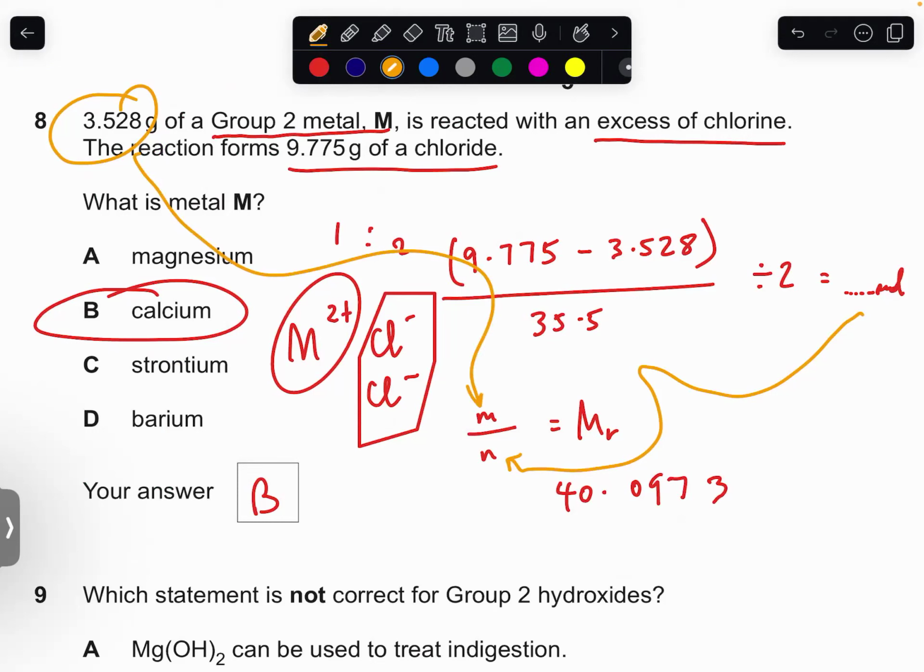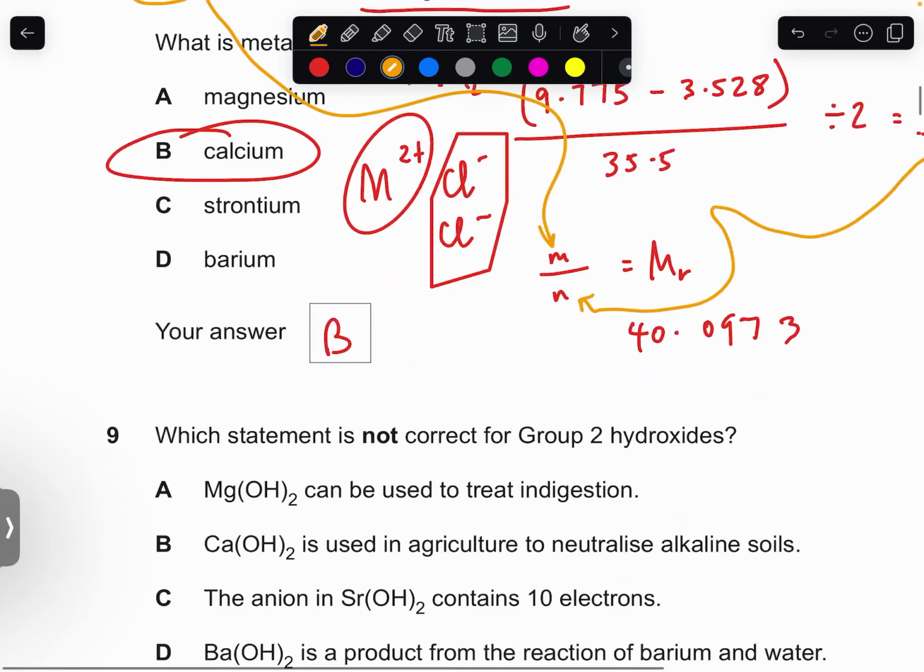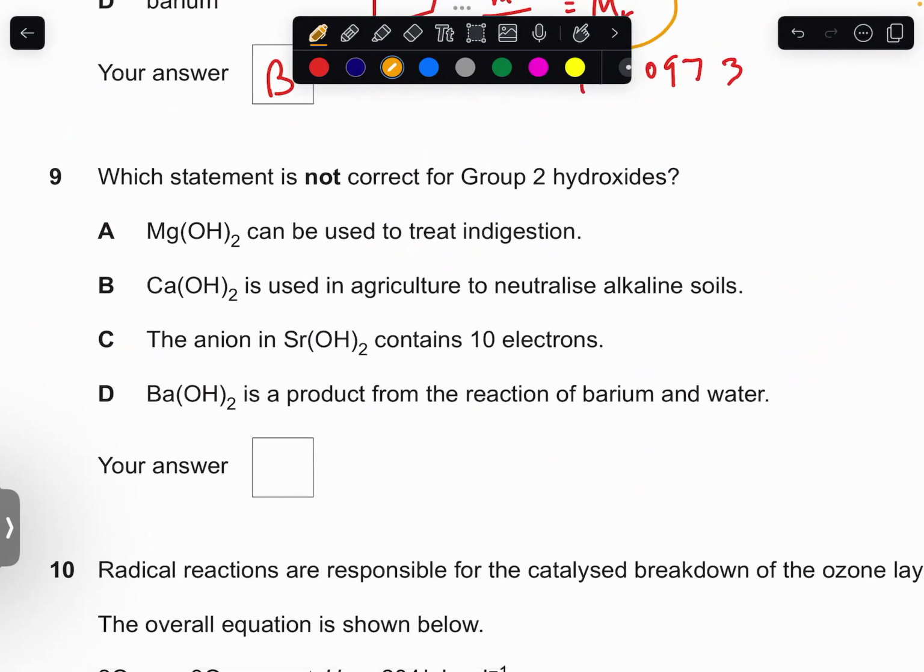Okay, B. And the mark scheme supports that. Moving on. Which statement is not correct for group 2 hydroxides? Magnesium hydroxide can be used to treat indigestion. Yes, it can. This is correct. Calcium hydroxide is used in agriculture to neutralize alkaline soil. No, it doesn't. Because calcium hydroxide is an alkaline itself, and adding it to alkaline soil would make it even more alkaline. So this is not true.